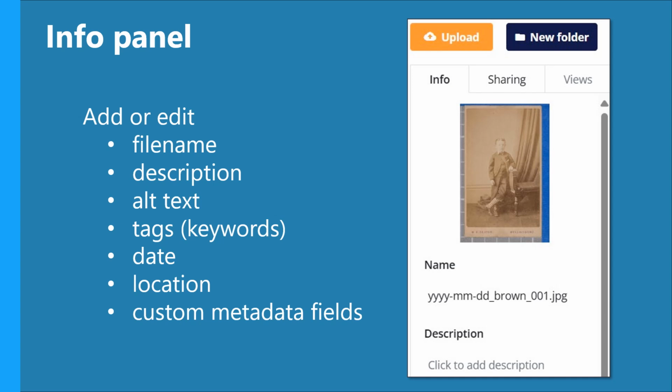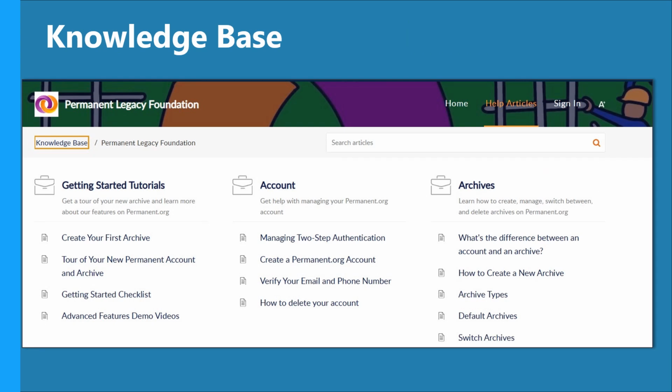If your files already have metadata before uploading, it will be preserved on upload, but it may not all be available to view within Permanent. Currently, metadata added within Permanent does not stay with the file when downloaded, but Permanent are developing their metadata handling procedures all the time. So it's best to check their knowledge base for updates.